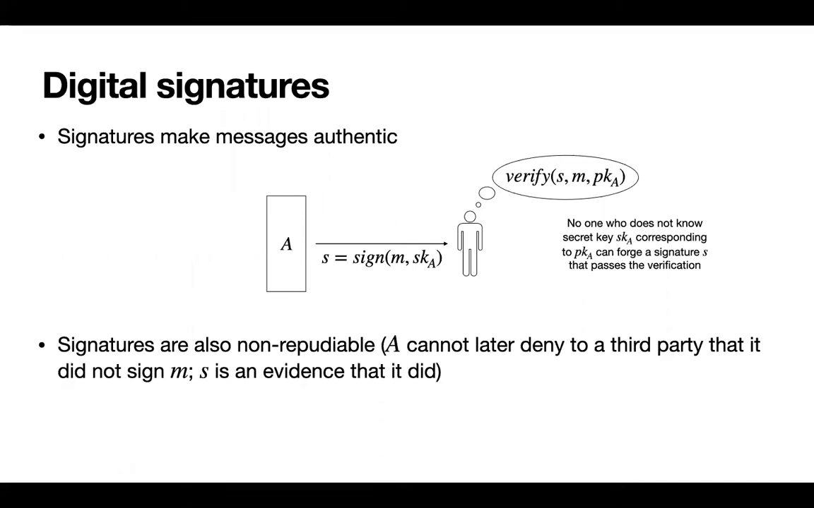Which means that this gives you authenticity that this message was signed by the authority A that has the public key PK, right? So this makes signatures authentic, and it also makes them non-repudiable, meaning that A cannot later claim to a third party that it did not sign M, because S is evidence of it. Since this person has the signature S, nobody else could have produced it other than A. So it itself is evidence that A actually signed it. This is a useful primitive for dispute resolution.